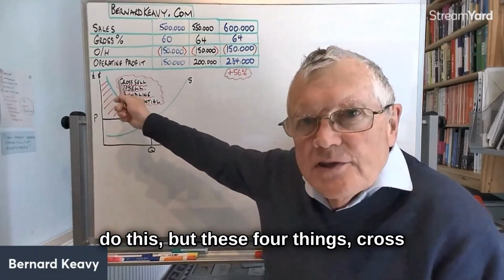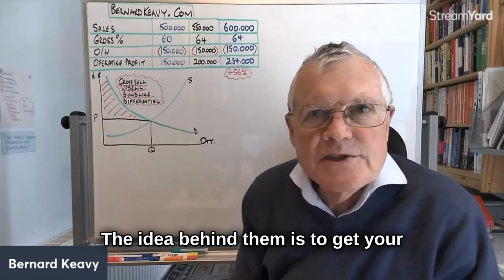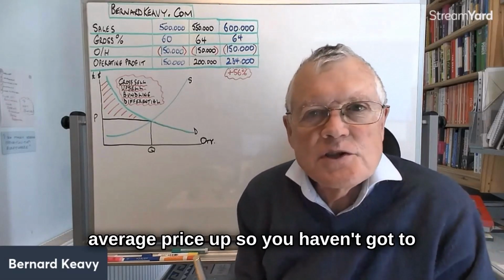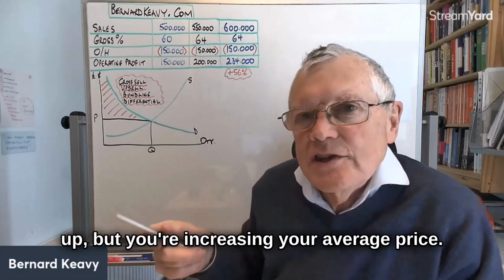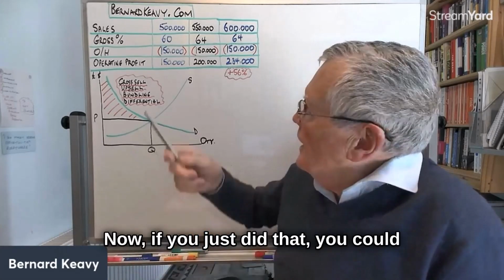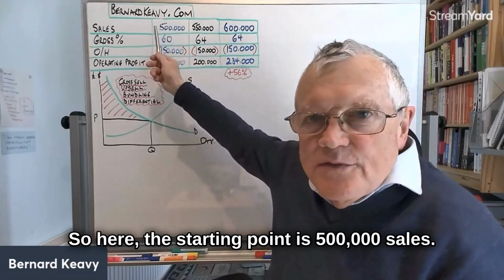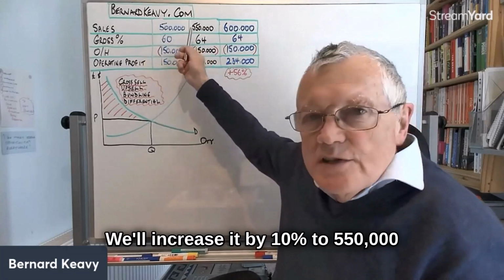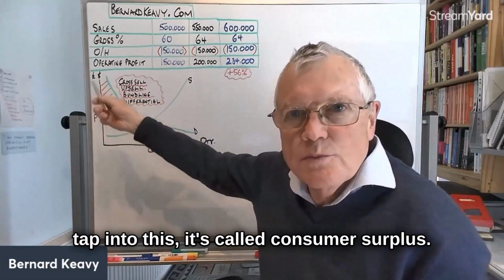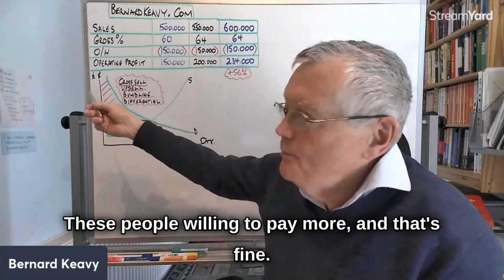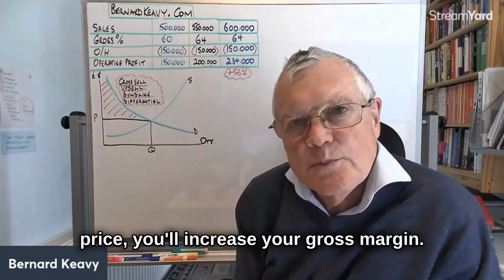But these four things, cross-sell, upsell, bundling, and differential pricing, the idea behind them is to get your average price up. So you haven't got to announce a price increase to your customers. You haven't actually put your headline price up, but you're increasing your average price. Now, if you just did that, you could get your revenue up by, say, 10%. So here, the starting point is 500,000 in sales. We'll increase it by 10% to 550,000 because we do these things and we tap into this. It's called consumer surplus. These are people willing to pay more.